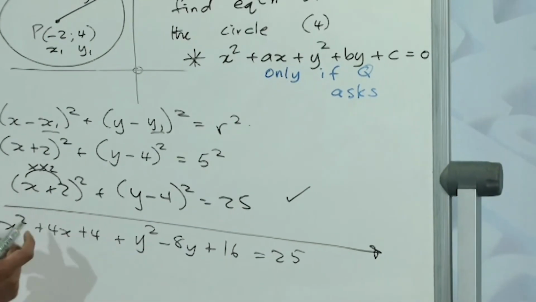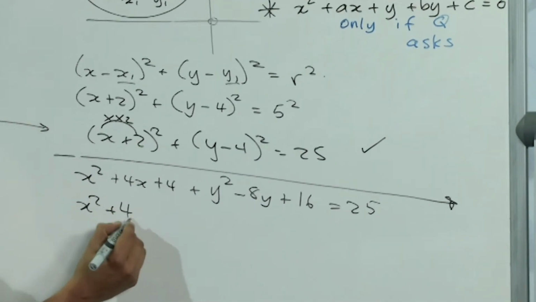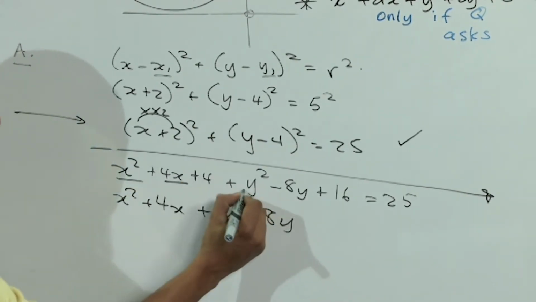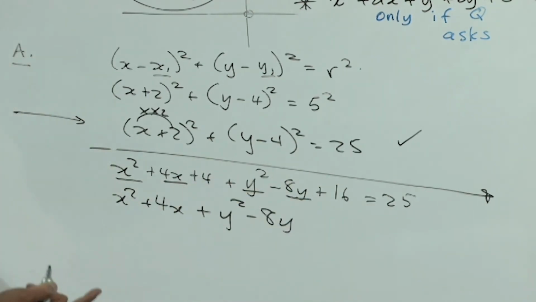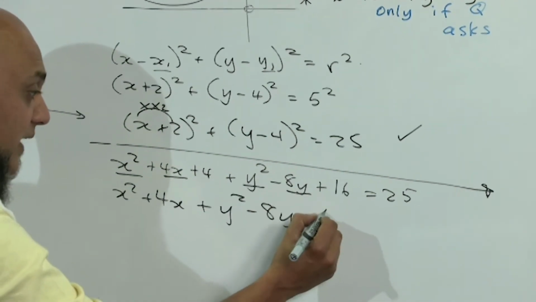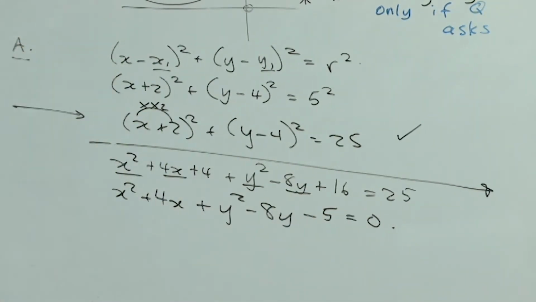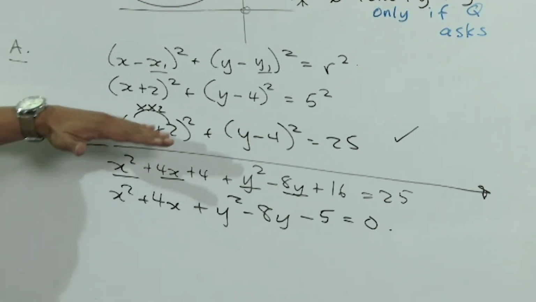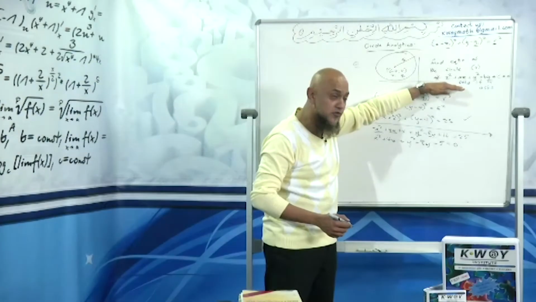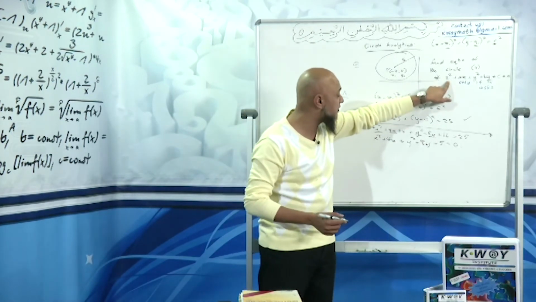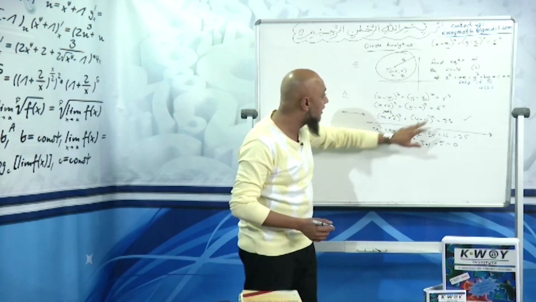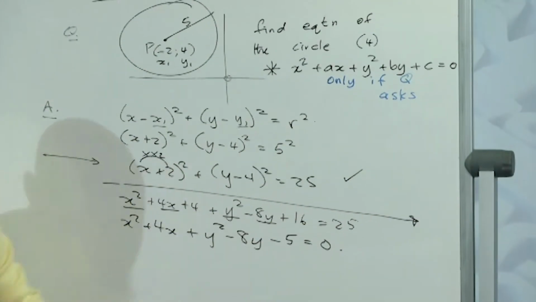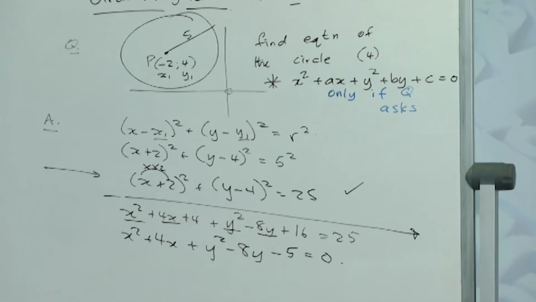So all you have to do is collect your like terms. We're going to have x squared plus 4x plus y squared minus 8y. So I'm done with x squared, x, y squared, y. 4 plus 16 is 20, 20 minus 25 is minus 5, is equal to 0. And there we go. We've brought it into that form. We've taken it from your normal bracket form, square form, into expanded form. That's called expanded form. So the value of a is 4, the value of b is negative 8, the value of c is negative 5. And there we go, we've got it into this form.